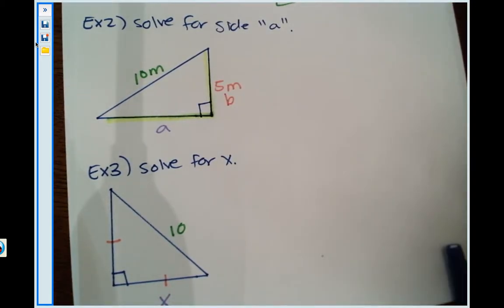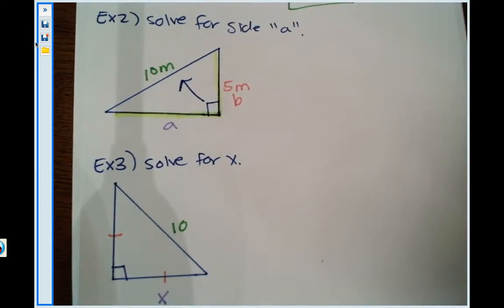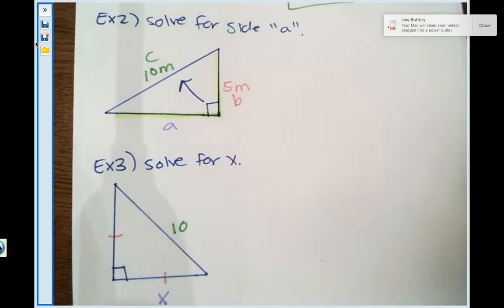Alright, and then the side that is across from the right angle is my hypotenuse, or my hippopotamus, if you watched the video. That was a board slapper. And it was a cute hippopotamus, so. But anyway, so this is the C value.